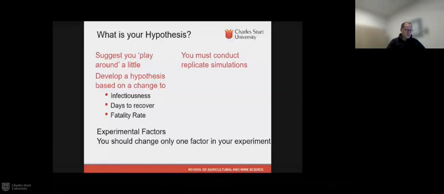So, we need to conduct replicate simulations. What do we mean? What do I mean? So you do it multiple times so you increase your validity? We do it multiple times, so yeah, you increase your validity, test the robustness of it, but we need to get some data that we can actually do some statistics on.